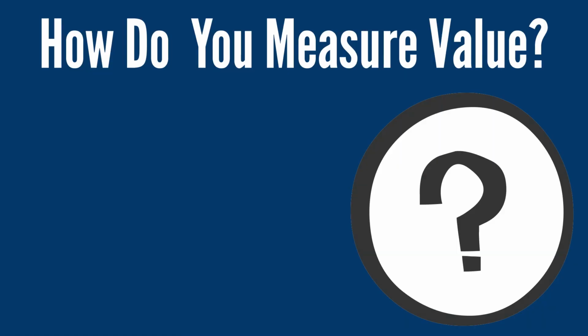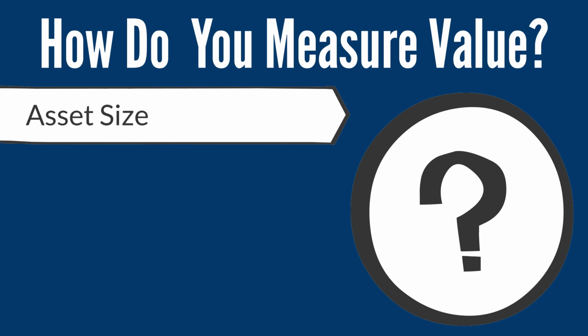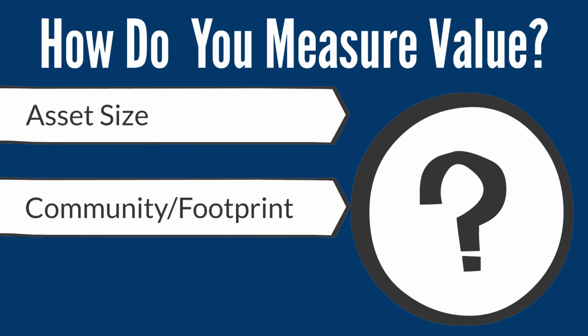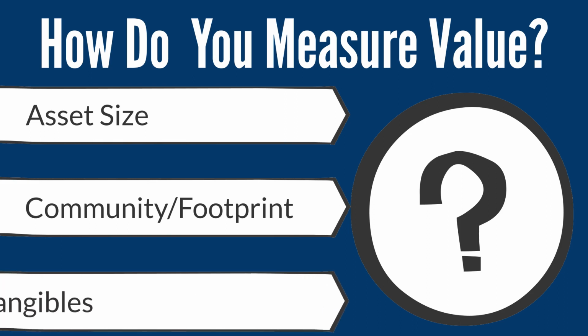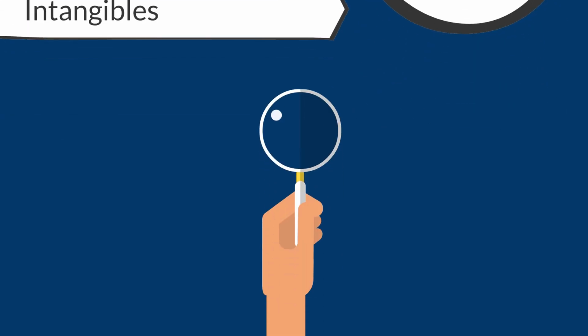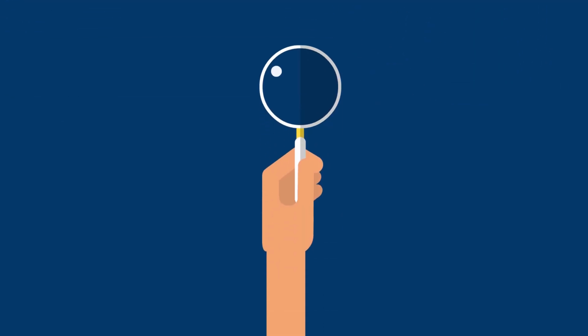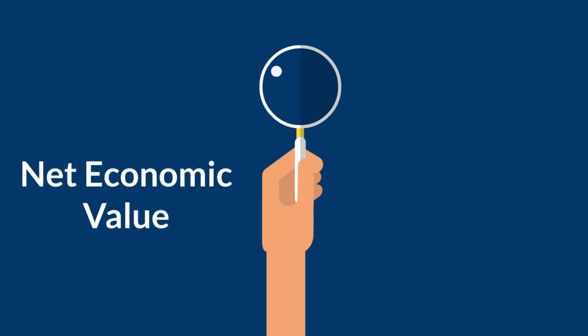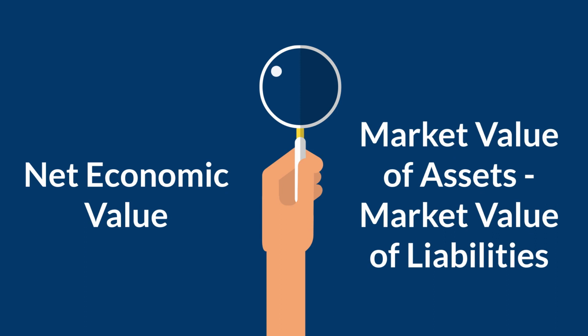How do you measure the value of your credit union? Is it by asset size or maybe by the number of branches? Or do you measure the credit union by intangibles, such as name recognition or community service? From the NCUA perspective, the value of your credit union is determined by your net economic value, which is the market value of your assets minus the market value of your liabilities at a given point in time.